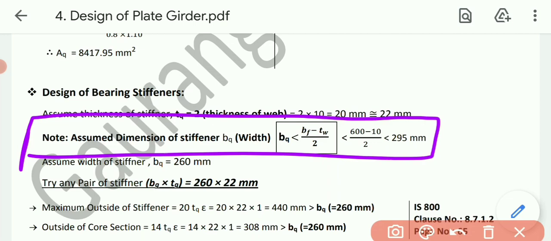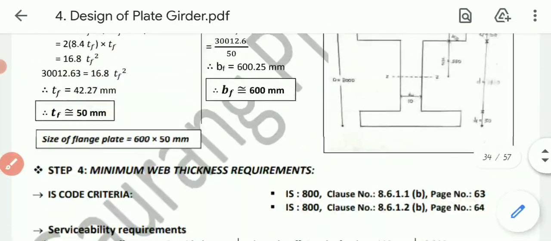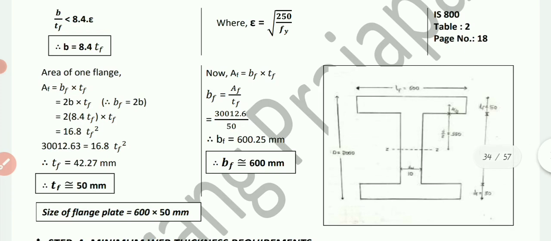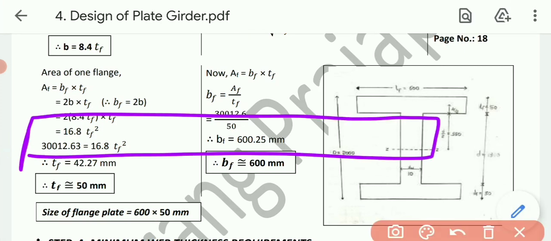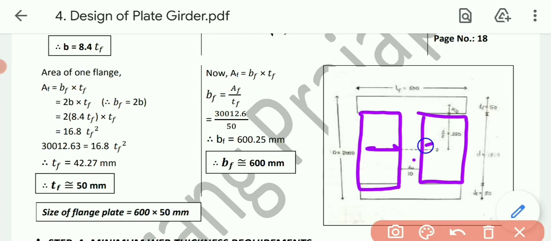So let us check how much dimension is available on both sides of the wave. Let me take you to the sketch of step number 3. We are going to design the end bearing stiffener in this portion, on both sides of the wave, this one and this one. So let's calculate this space. How much space is there?